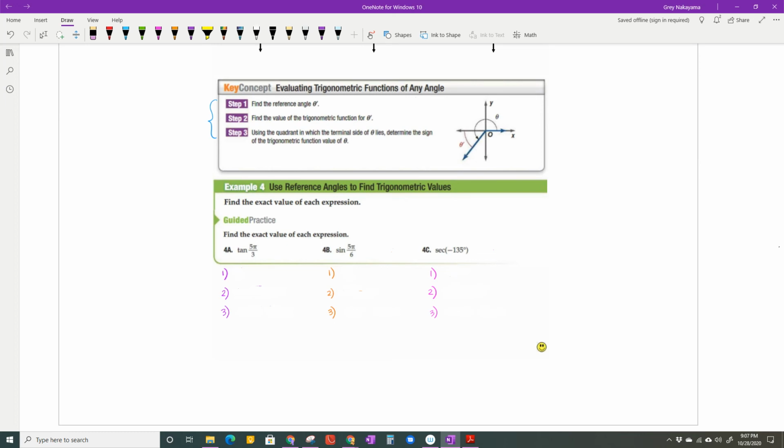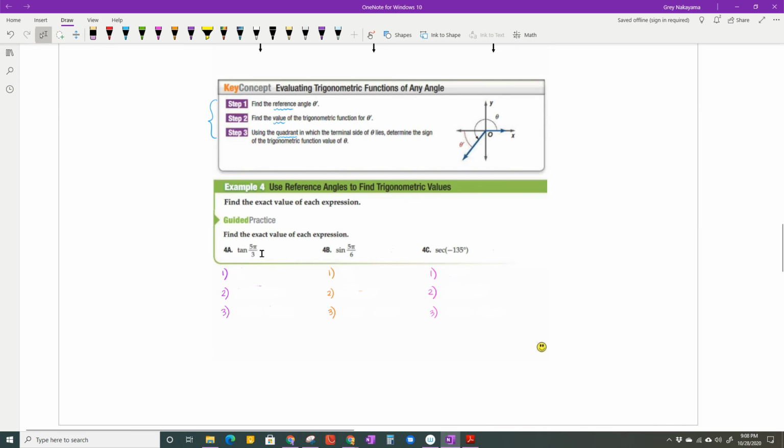Basically, when you evaluate these things, you've got an answer. And the important parts of the answer are the value and then knowing what quadrant it's in so that you know whether or not it's plus or minus. Okay, so the steps are, first find the reference angle, then we're going to find the value of the trig function, and then we're going to find what quadrant it's in to determine whether it's positive or negative.